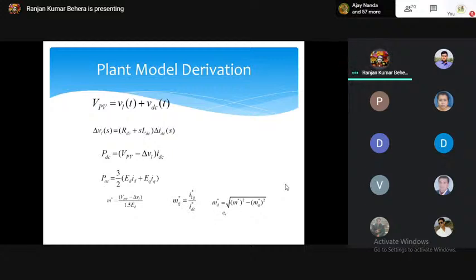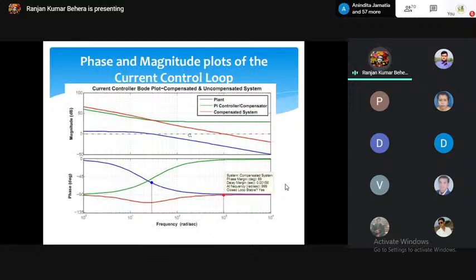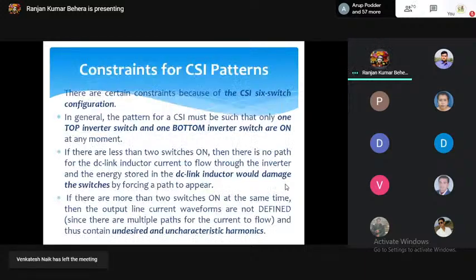Then you just mathematically manipulate this, and you will find what is the MQ and MD. MD and MQ are the D axis and Q axis modulation indices. And then we can draw the plot of the phase margin and gain margin. From there you can ensure that the system is stable. The closed loop system being stable is very, very important. If the system is stable, then you can use it.